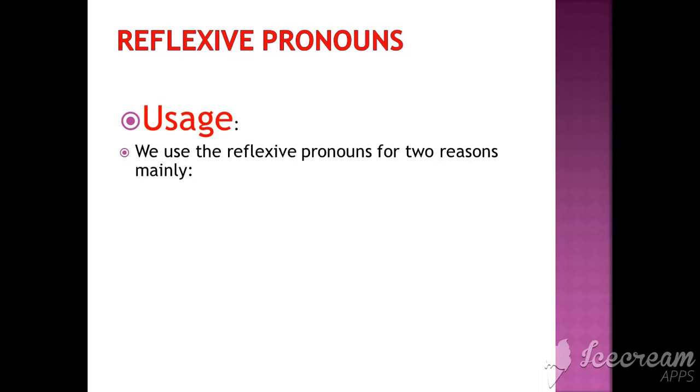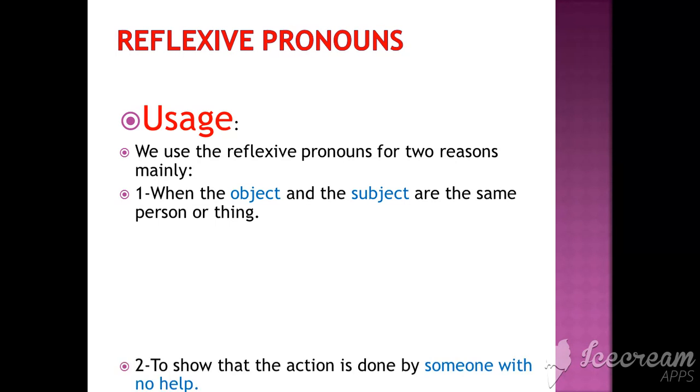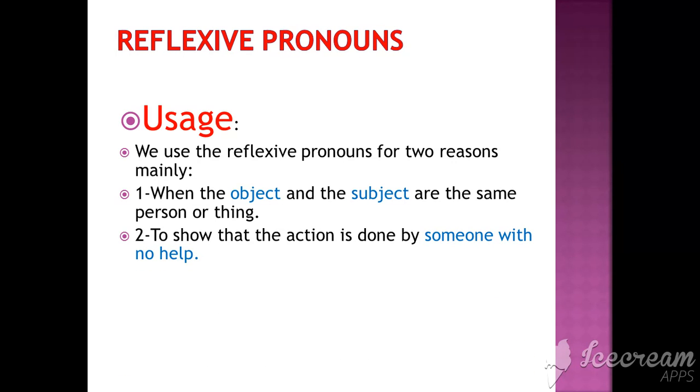Now let's move to the last part, the reflexive pronouns. We use the reflexive pronouns for two reasons mainly. Number 1, when the object and the subject are the same person or thing. Number 2, to show that the action is done by someone with no help. For example, she did the homework herself. This means that she was able to do the homework alone. Nobody helped her.